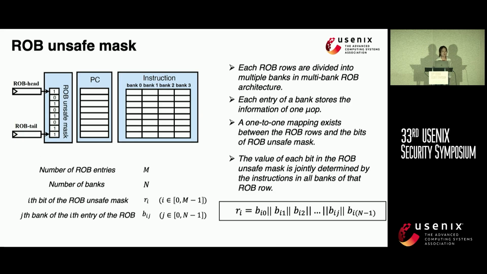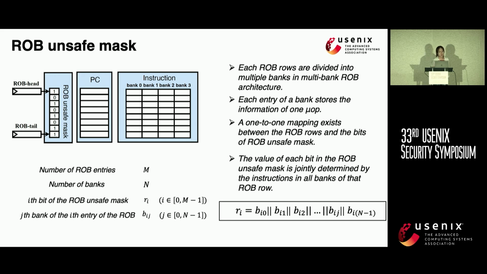According to our previous discussion on protection scope, we exploit the ROB (reorder buffer), which stores the information related to all dispatched instructions, to design the ROB unsafe mask. The ROB unsafe mask is designed to track the speculative status of instructions within the processor based on the conditions for the start and end of different speculation windows.